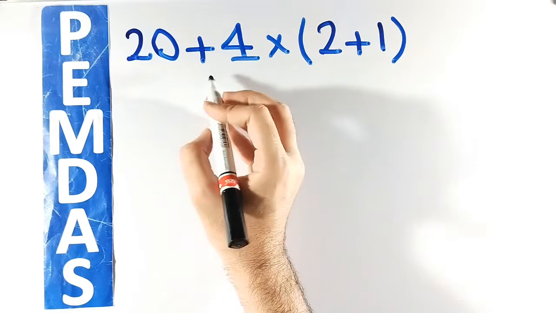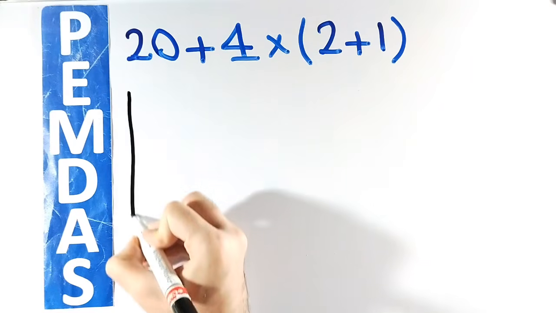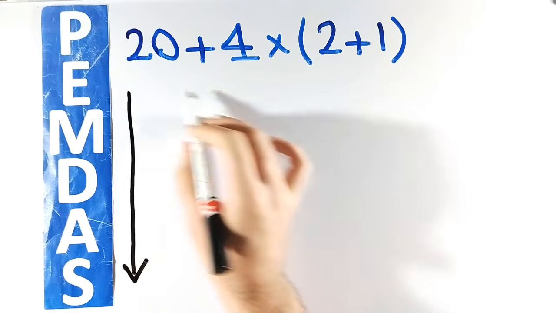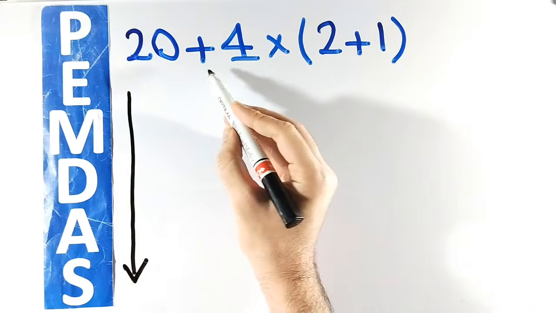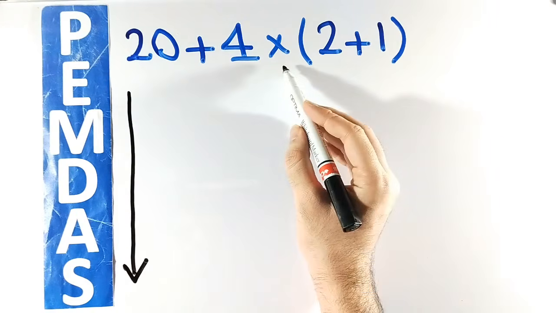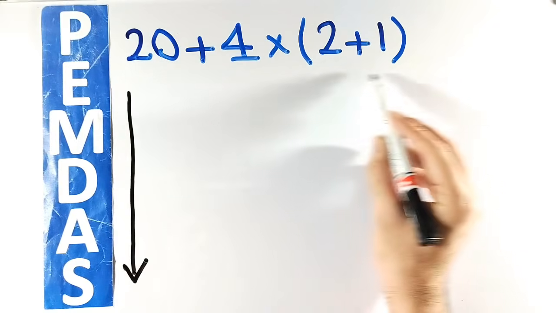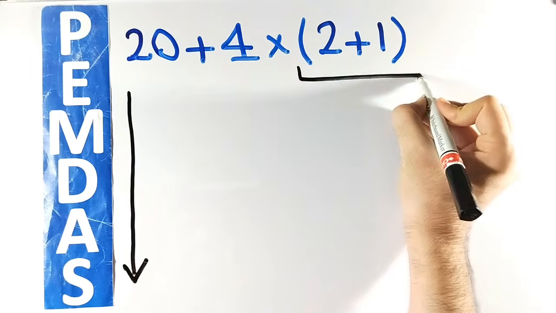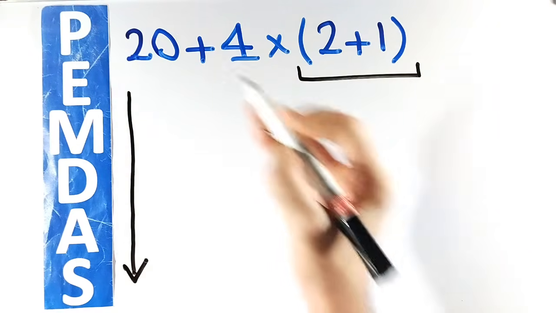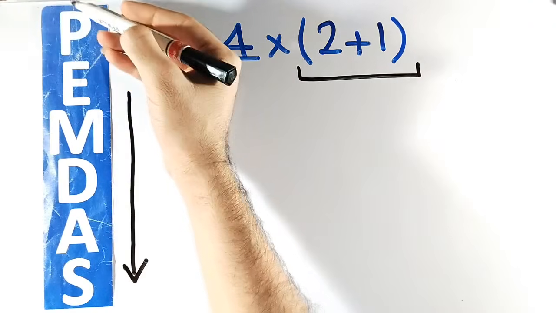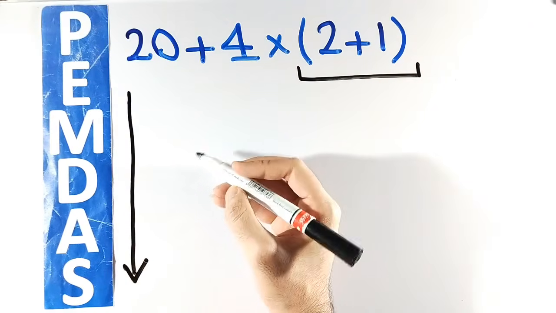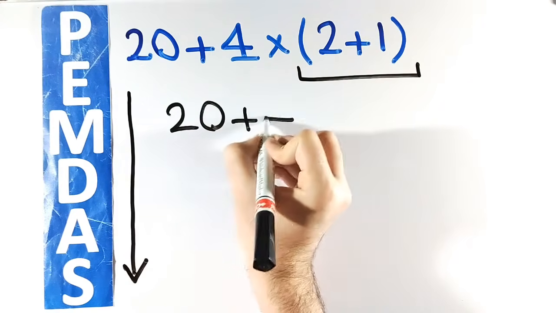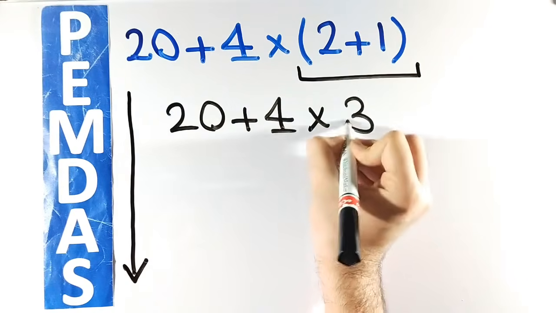To solve this question, we must follow the order of operations step by step from top to bottom. As you can see on the screen, in this expression, first we have an addition sign, then a multiplication sign, and finally parentheses. According to the PEMDAS rule, first you go for the expression inside the parentheses, because parentheses have the highest priority than the other operation. So, we rewrite this expression as 20 plus 4 multiplied by 3.